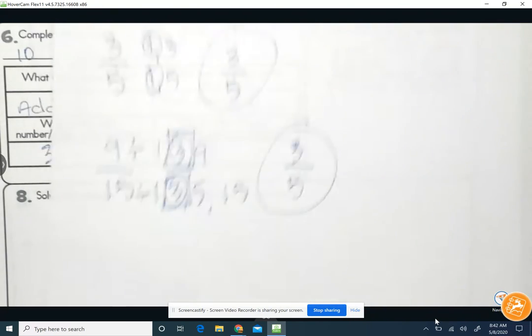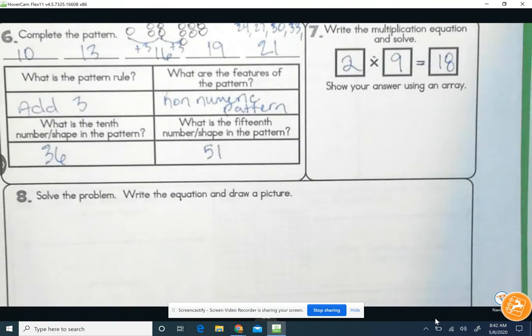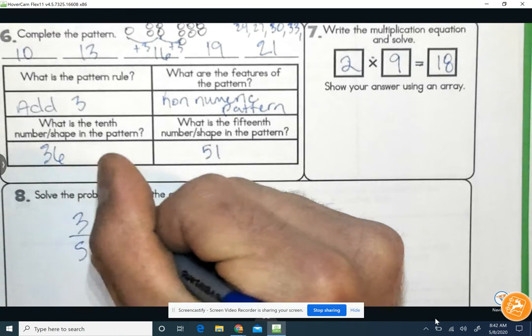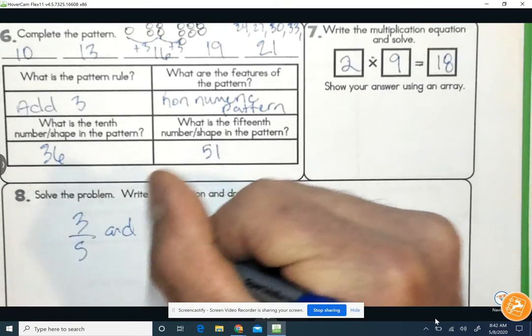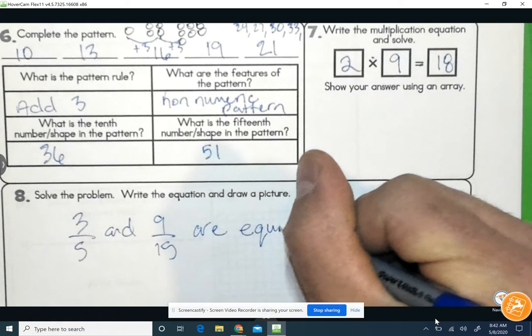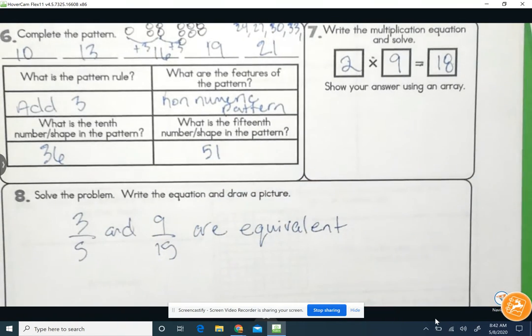I showed my work on a separate piece of scratch paper because I'm never sure if I'm going to have enough. So in the box here, I can write 3/5 and 9/15 are equivalent. You could write equal, but equivalent when talking about fractions is the appropriate way to express that two or more fractions are equal to each other. 3/5 and 9/15 are in fact equivalent.